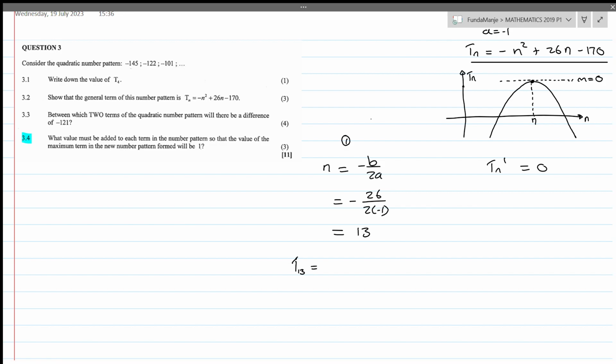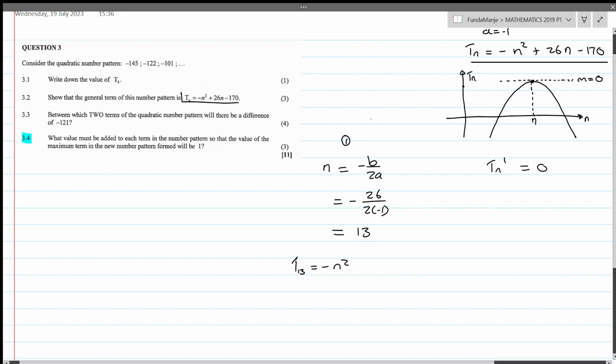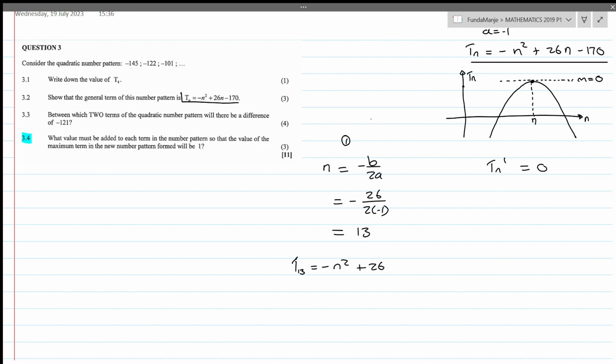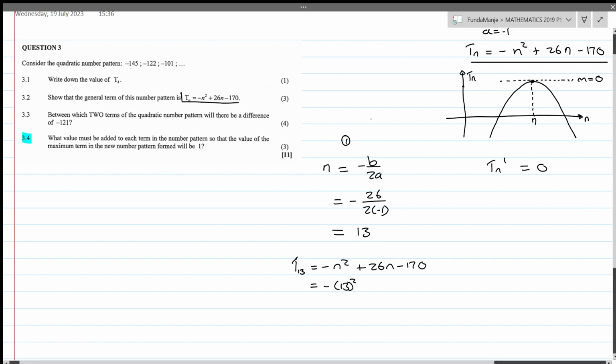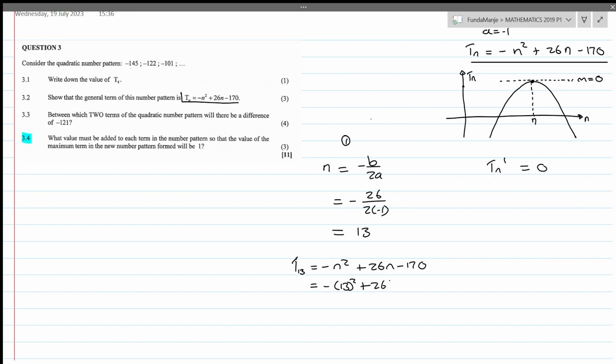So using the formula that is given to us, we replace n with 13. Doing so, we have -13 squared plus 26 times 13 minus 170. Putting all this on your calculator gives a value of -1.